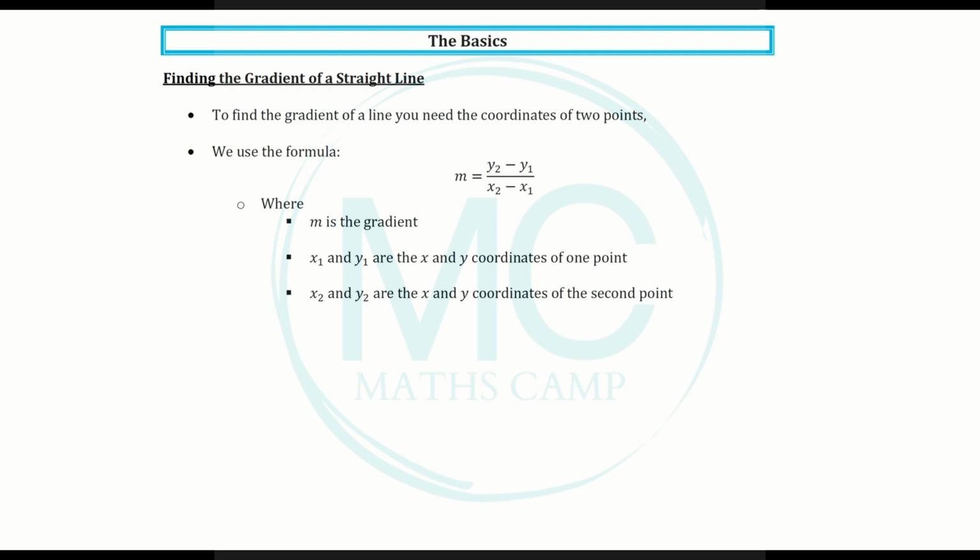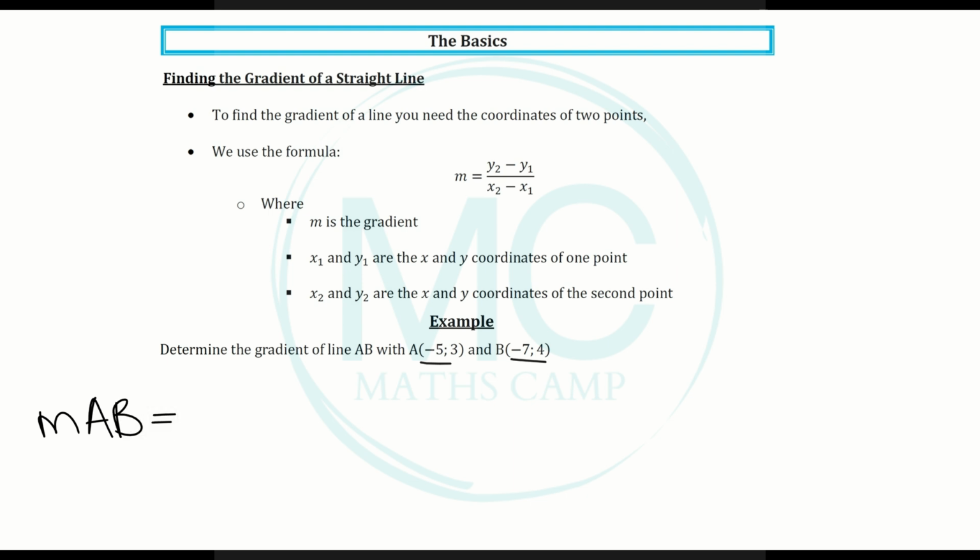Let's look at an example. Determine the gradient of line AB, A with coordinates negative 5, 3, and B with coordinates negative 7, 4. Let's say that A is our first point and B is our second. So now we can say the gradient of AB is equal to 4 minus 3 over negative 7 minus negative 5, which is equal to 1 over negative 2. This is the gradient of AB.